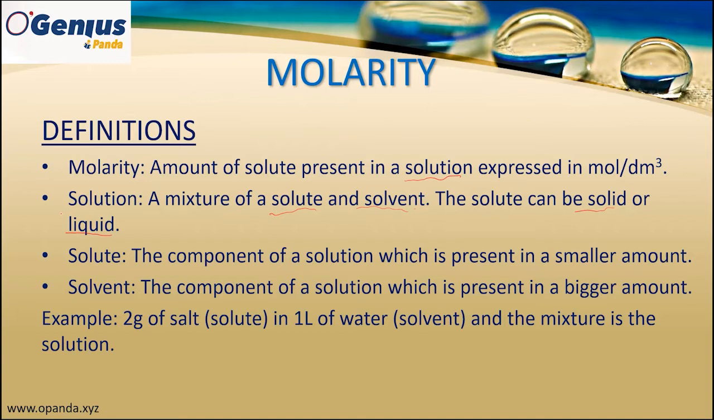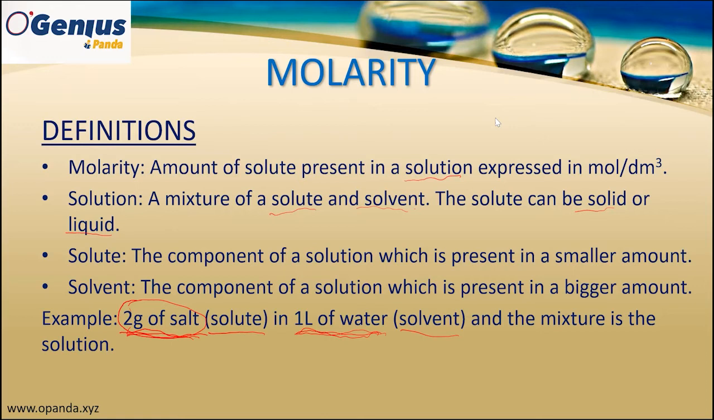For example, if you take 2 grams of table salt and mix it with 1 liter of water, the 2 grams is the solid component, which is present in a small amount. And this is the liquid which dissolves the solid component. The one which is dissolving the other substance, we call it the solvent, and the substance present in a small amount, we call it the solute.